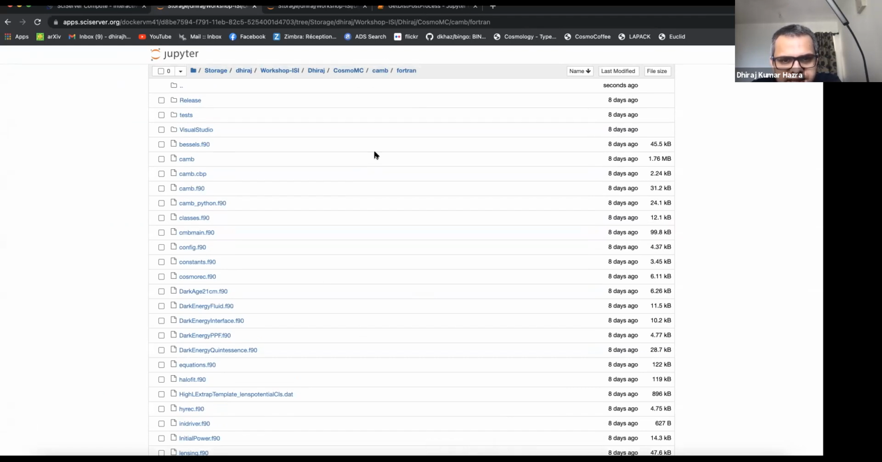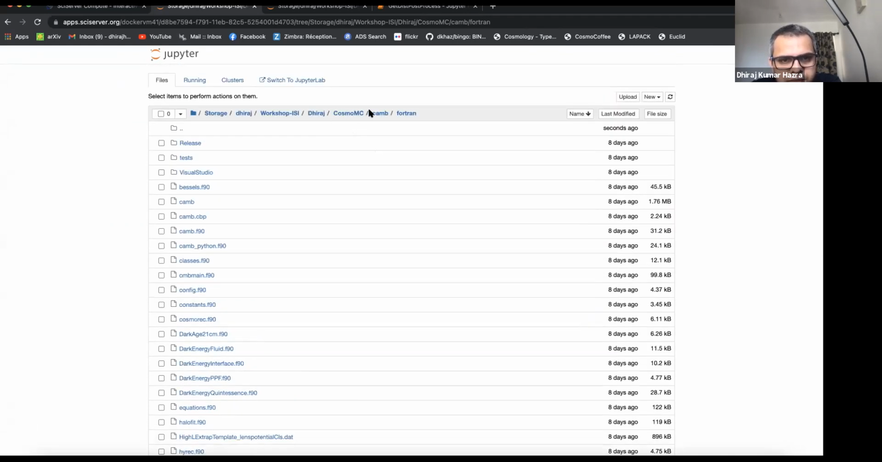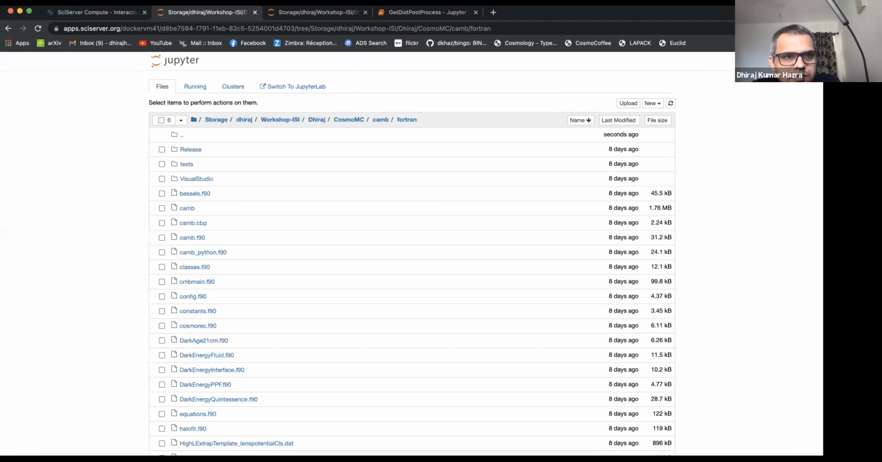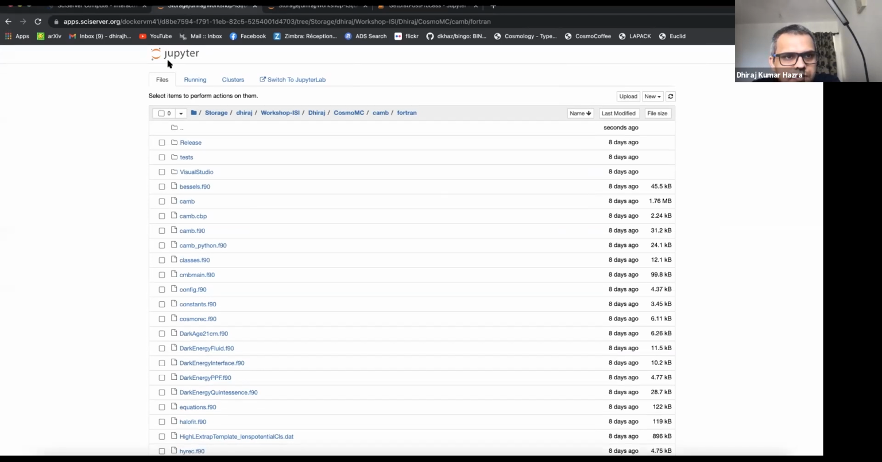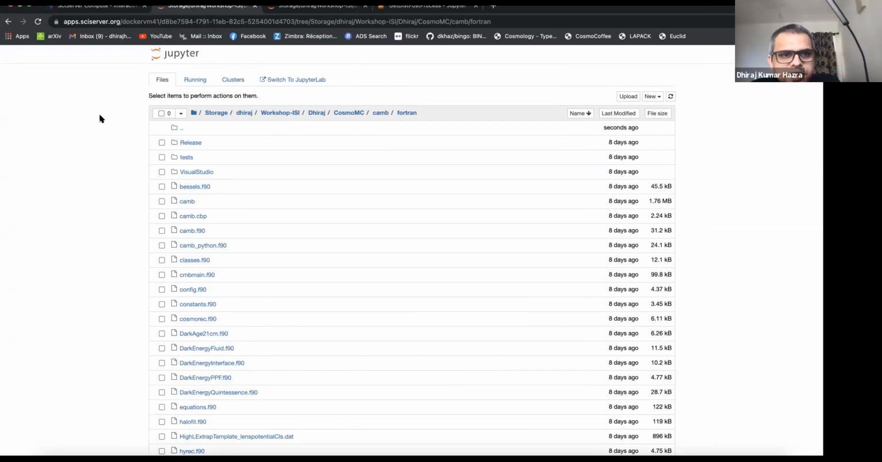I hope that you have reached this. All of you have been able to reach this folder, CosmoMC, CAMB, Fortran. Okay, again, CosmoMC, CAMB, Fortran. Anyone who has not been able to change to this directory? Anyone having any problem? Okay, I'm assuming that everybody has been able to change to this directory.